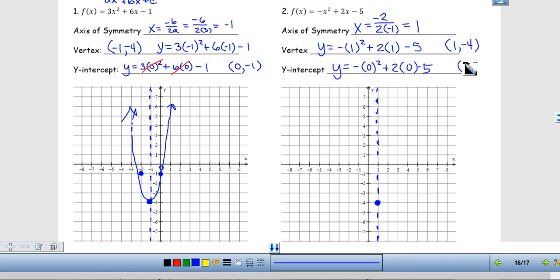Now that we've done that, let's clean this up. All my zeros are going to go away, and I'm left with negative 5. So my y-intercept is at 0, negative 5. And just like we talked about before, I will have a mirror image point on the other side of the axis of symmetry. Now that I have my vertex and 2 additional points, I can go ahead and sketch my graph.